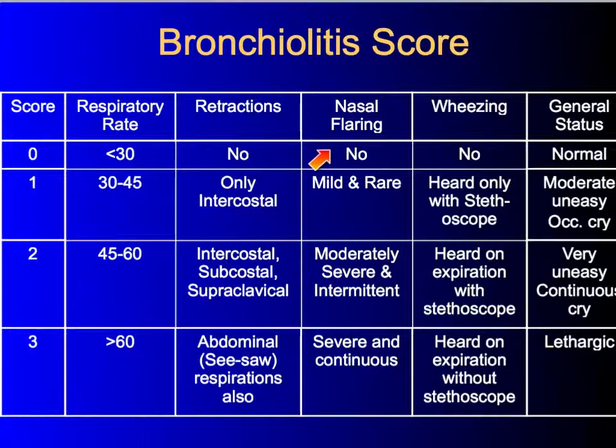For nasal flaring, if there's no nasal flaring, that's a 0. Mild and rare is a 1. Moderately severe and intermittent is a 2. And severe and continuous is a 3. For wheezing, none is a 0. If it's heard only with a stethoscope, it's a 1. If it's heard on expiration with a stethoscope, it's a 2. And if it's heard on expiration without a stethoscope, it's a 3. For their general status, if they are normal, that's a 0. If they are moderately uneasy and with an occasional cry, that's a 1. If they're very uneasy and have a continuous cry, that's a 2. Or if they're lethargic, that is a 3.